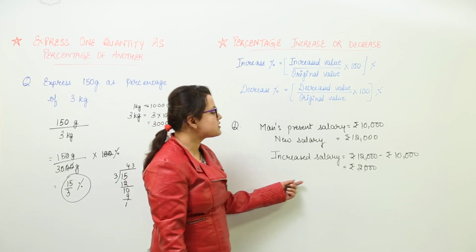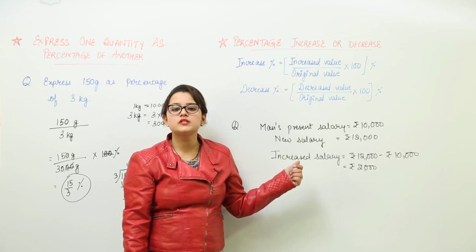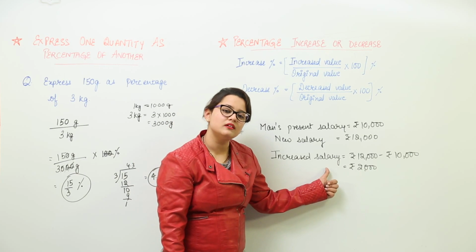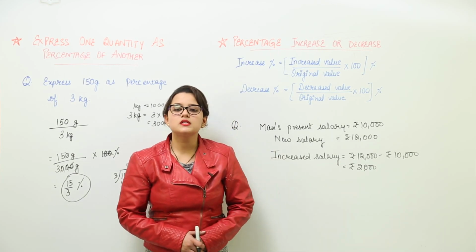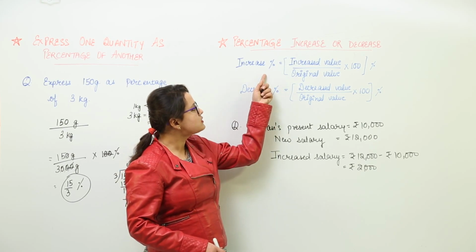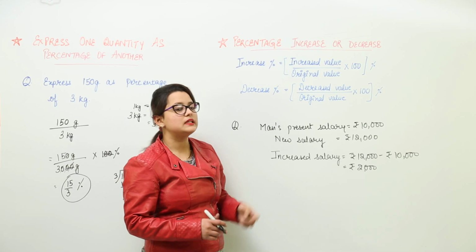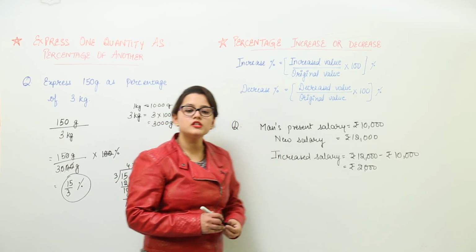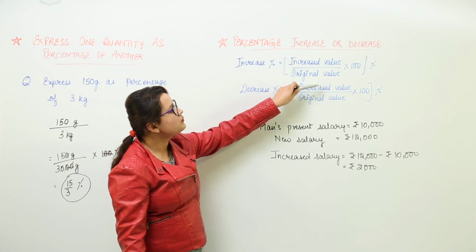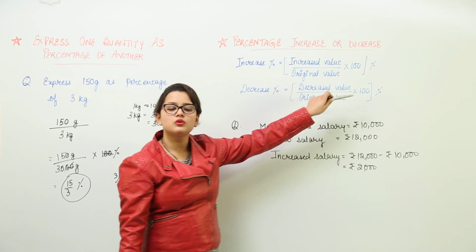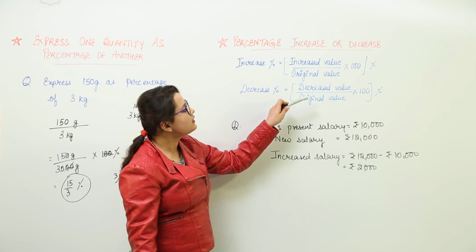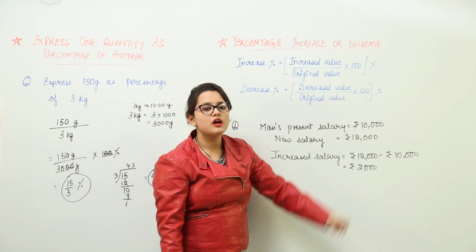Now in both the months he has got an increased salary of rupees 2,000. But if I ask you how much percentage of his salary has been increased, that means you have to tell me this increased salary, but in terms of percentage. So how do we find that out? We have two cases of finding the increased percent and finding the decreased percent. For finding the increased percent, we have increased value upon the original value multiplied with 100% to convert it into percentage. Similarly, for the decrease percent, we have decrease value upon the original value into 100%.